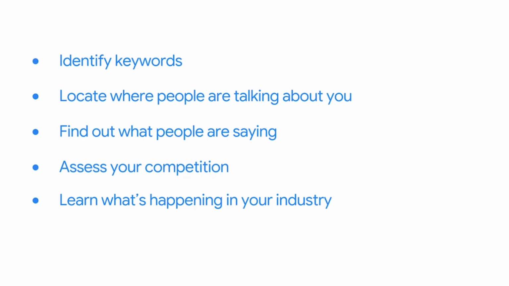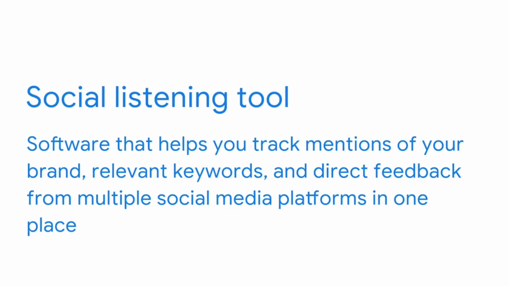In order to help you implement all of these social listening tactics, you could use a social listening tool. A social listening tool is a software that helps you track mentions of your brands, relevant keywords, and direct feedback from multiple social media platforms in one place. Later in this lesson, we'll discuss some popular social listening tools and how to choose one for your campaigns. Now that you've learned some useful tactics to help you get the most out of your social listening efforts, we'll discuss how to use these lessons to inform how you engage with your customers and followers.